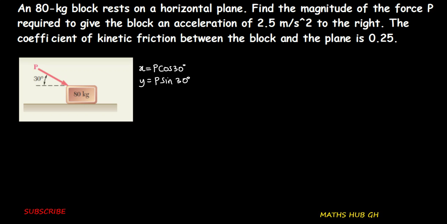Okay, so we're going to be applying Newton's second law of motion, which says that the sum of forces acting on a particle should be equal to the mass times the acceleration of the particle, in this case, the block. For us to be able to solve this question, we must consider all the forces acting on the block, so I'm going to draw a free body diagram.